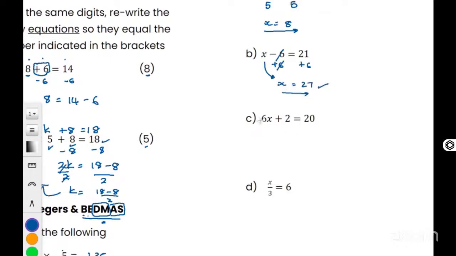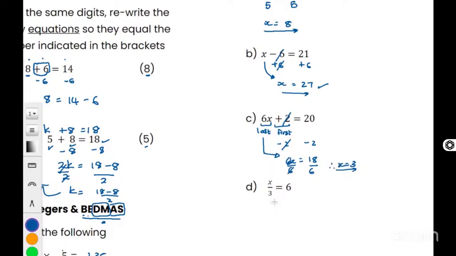Next one, we're going to do this last. Divide by 6 last. We're going to do plus 2 first. It's almost like reverse BEDMAS when it comes to equations. So minus 2 on both sides, the opposite of plus 2, to get rid of it on the left-hand side. 20 minus 2 is 18 on the right-hand side. Bring the 6x down and divide by 6 on both sides. And so we get x equals 3, because 6 divided by 6 is 1x, and 1x is the same as x.